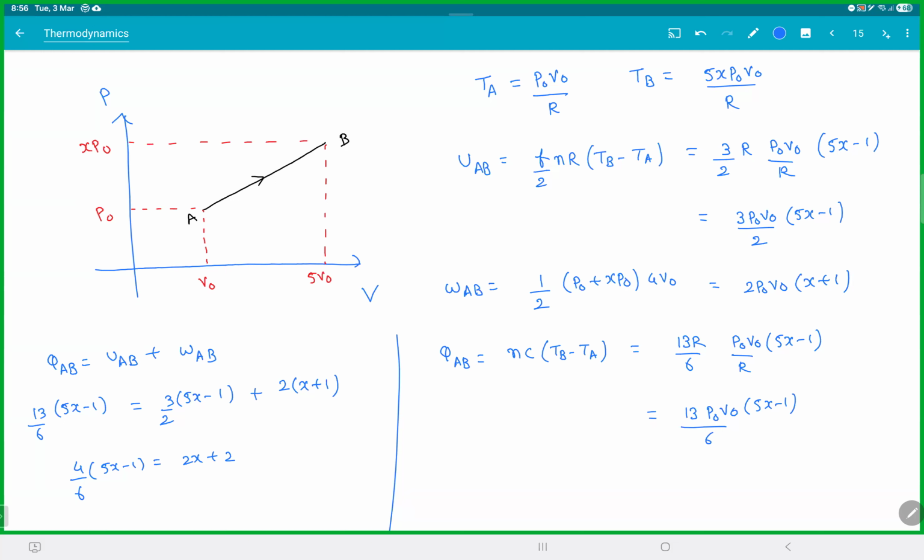Then what will I get? 2 by 3 into 5x minus 1 equals 2x plus 2. How much is this? This is 10x by 3 minus 2x. That is 4x by 3.